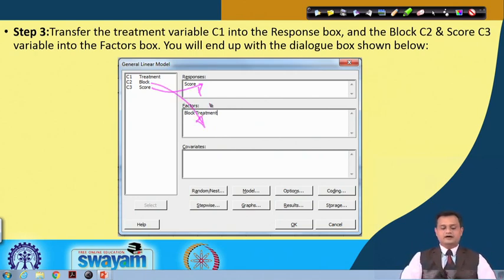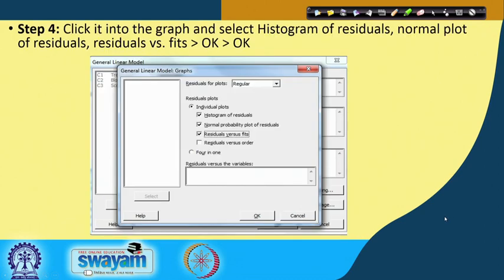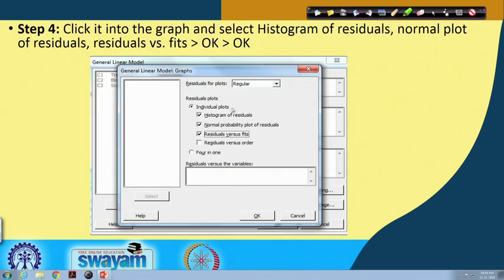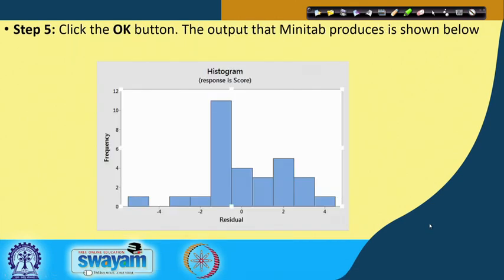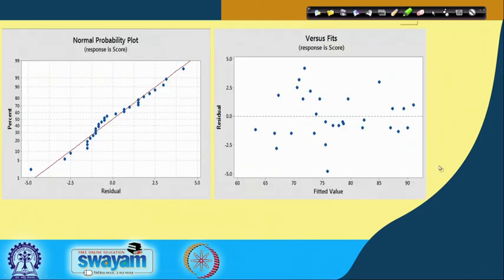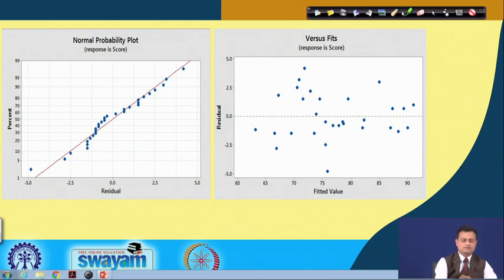So here I have the treatment, block and score. The factor is the block treatment, and I am just dragging it. Now with this data, you go to residual plots, that is regular, and you click on histogram, normal probability, residual versus fits. The histogram will just give you a brief idea to what extent your data distribution is normal or not.